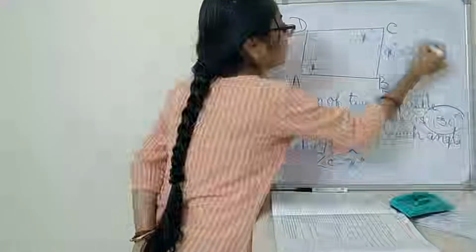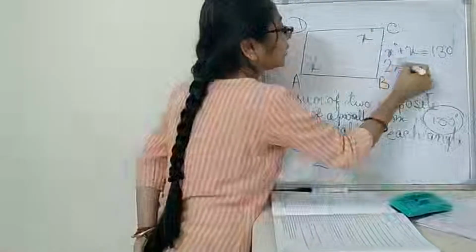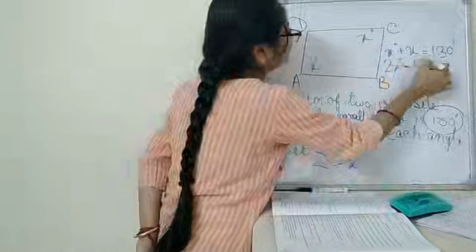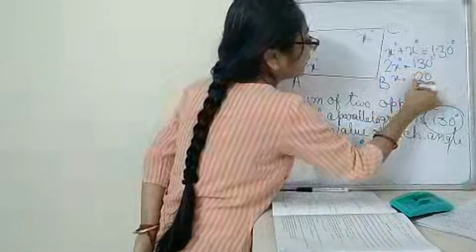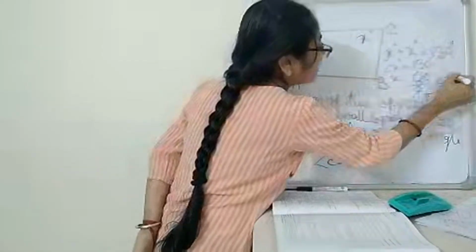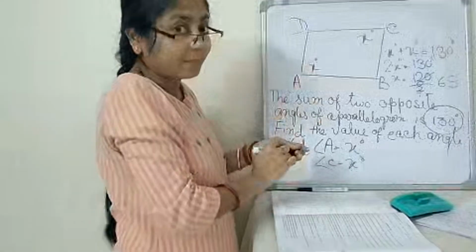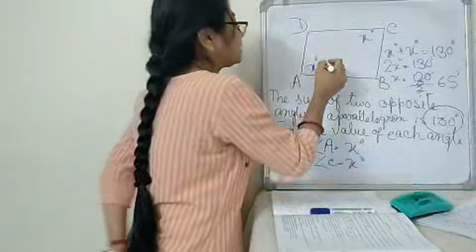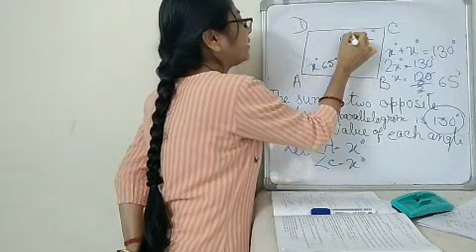Clear? x degree plus x degree equal to 130 degrees. And this is 2x degree equal to 130 degrees. x degree equals 130 by 2, it is 65 degrees. Clear? I write it here. On the picture I write the values. It is 65 degrees. This is 65 degrees.